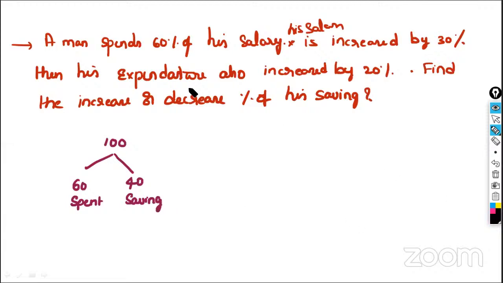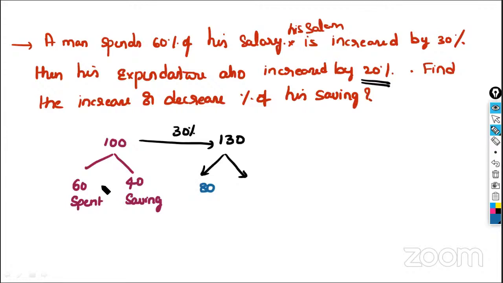Right. My salary is increased by how much? My salary is increased by 30%. That becomes 130. Now, here, expenditure also increased by 20%. See, so many people make a mistake here. The expenditure increased by 20%. So many people take that directly as 80 here.